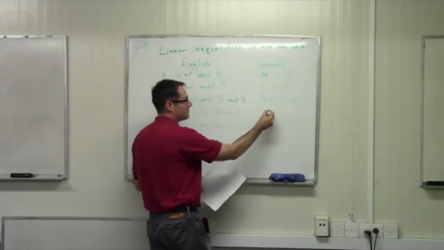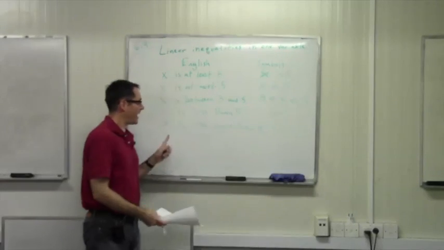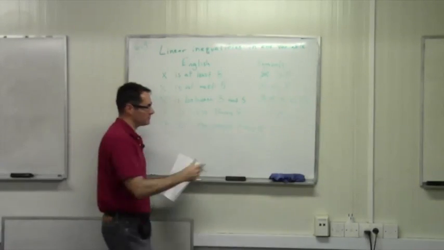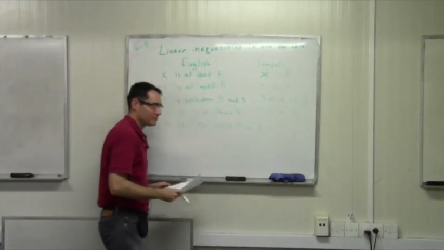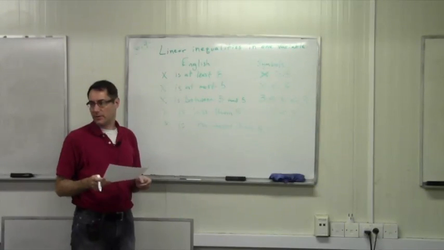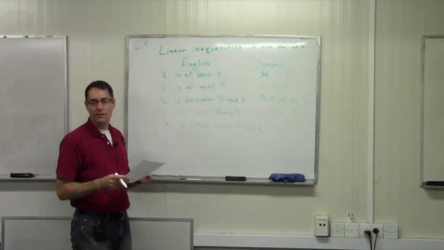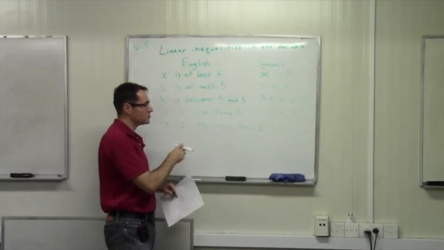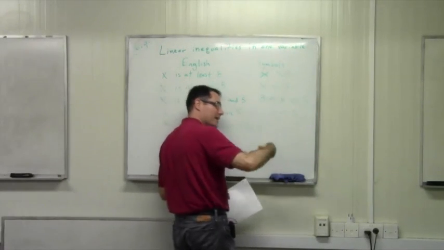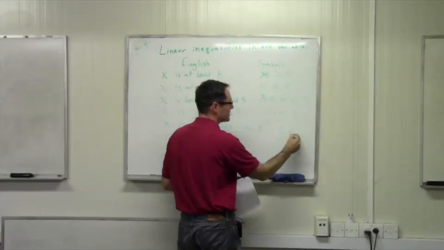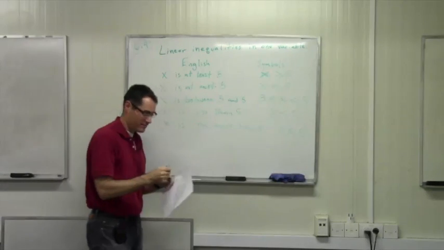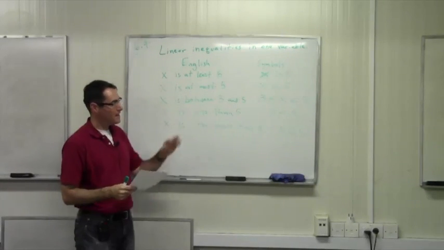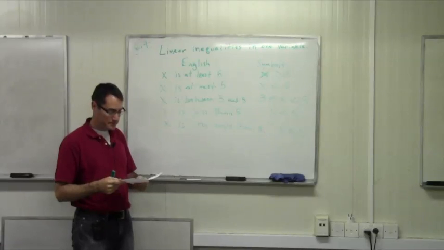All right. How about x is less than 5? That's a pretty easy one. X is less than 5. X is no more than 5. What's that one going to be? It's got to be less than 5, right? X is less than or equal to 5. Could be 5, but it's no more than 5. Okay? That's how we're going to write those symbols.